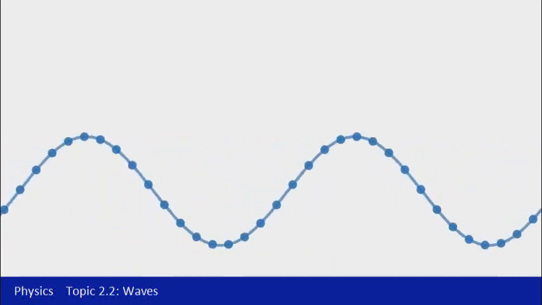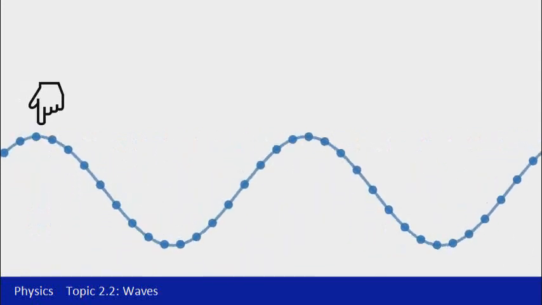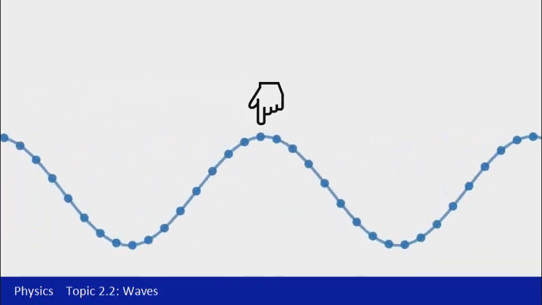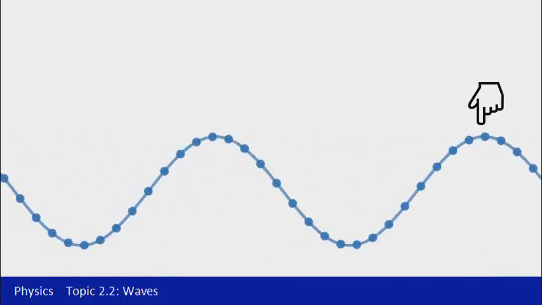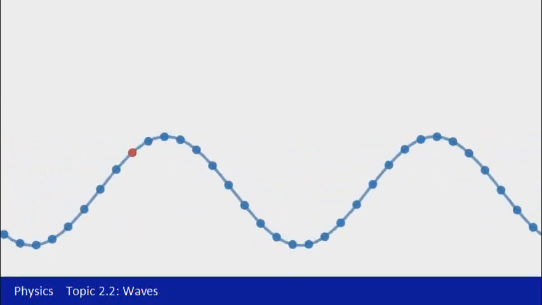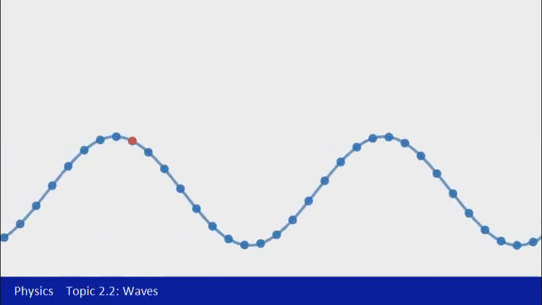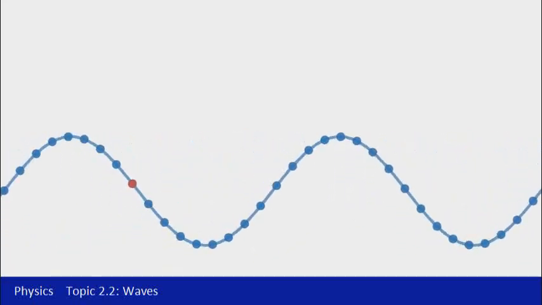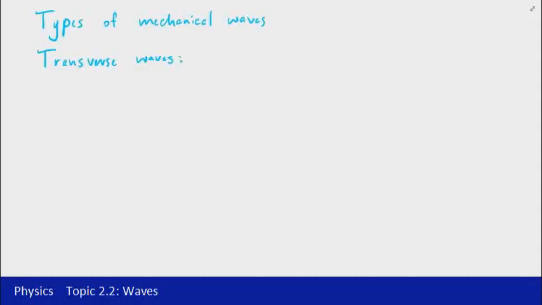If I follow a crest along here with my pointer, you can see that the wave is moving to the right. Meanwhile, the points are only oscillating up and down. If we highlight this red one here, we can see that as the wave's moving to the right, the points themselves are only oscillating up and down. So the way that we can define a transverse wave is that the motion of the particles in the medium is perpendicular to the wave direction.